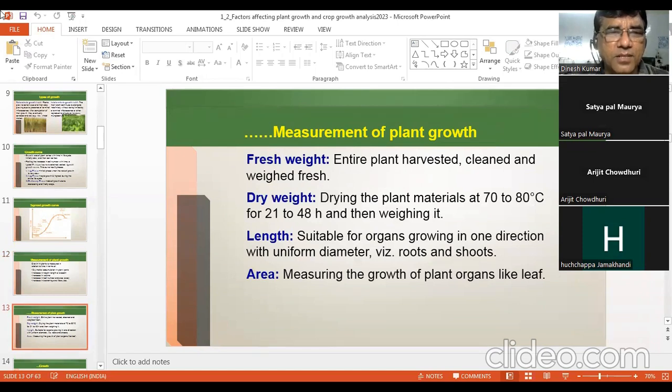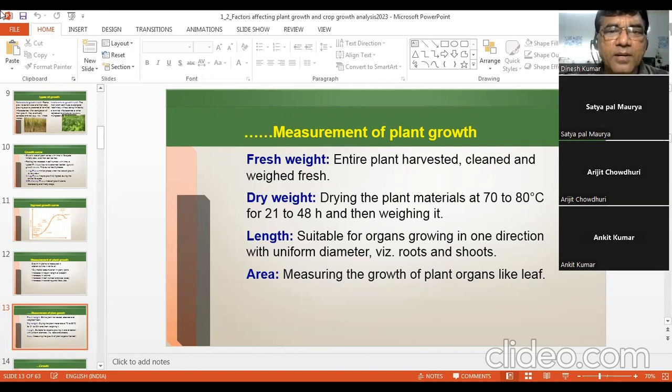Now, suppose you are taking dry matter. Dry matter is considered the most reliable measure to judge plant growth or crop growth. In this case, you can also take fresh weight. Fresh weight will also indicate the comparative growth. The entire plant is harvested, cleaned, and weighed fresh. That is your fresh weight. For dry weight, you can dry your plant material at 70 to 80 degrees centigrade for 24 to 48 hours or till constant weight. That will give you dry weight.